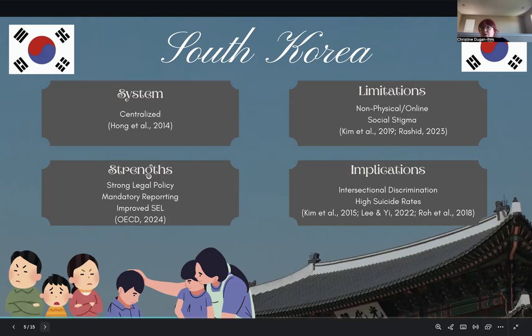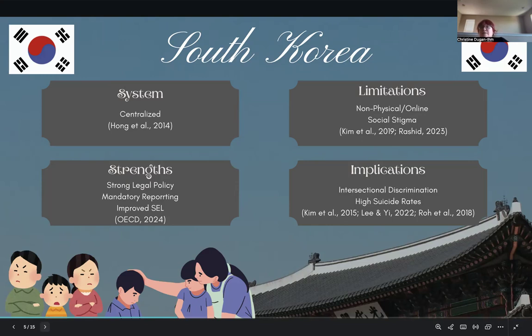So it is improving on social emotional learning. However, the limitation in Korea is that bullying takes place online. Bullying takes place verbally. It takes place as social stigma and social ostracization. So there are not as many physical acts of violence or physical aggression that can be documented. That's a limitation to Korea's system. Lesbian and gay youth and North Korean refugee students also face particularly heavy discrimination in Korea.